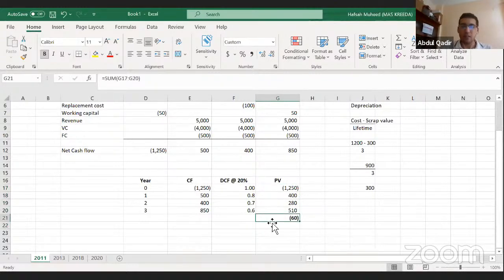So you get an answer. Your NPV is minus 60, right? So that means you have a negative net present value. Will you accept this project? What is your recommendation? No, we will not accept this project. Is that clear? Everyone's okay with this?